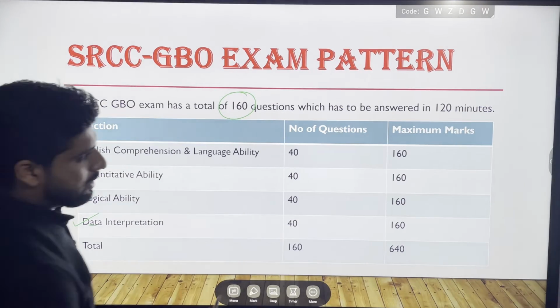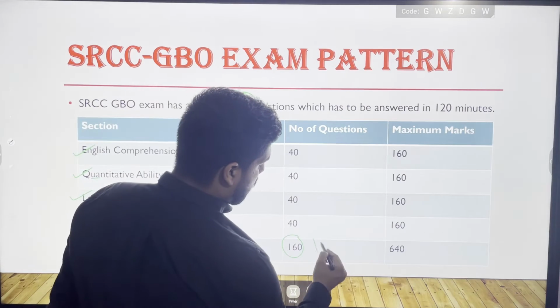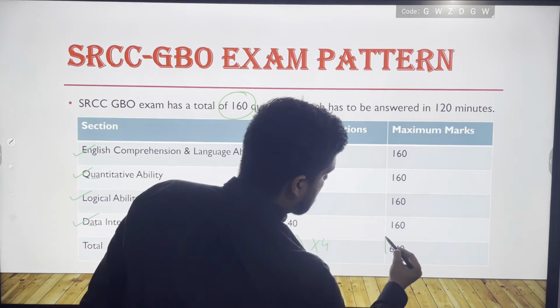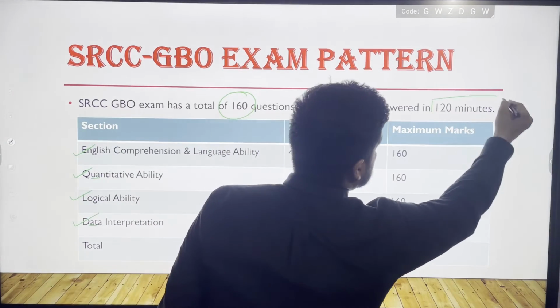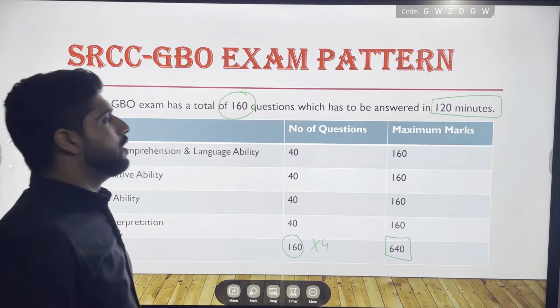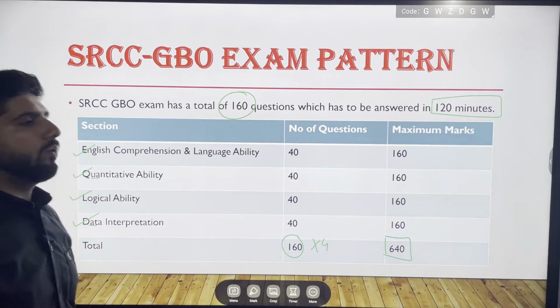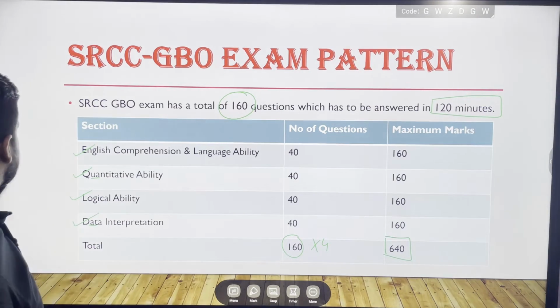So totally 160 questions into 4 marks each. So this exam consists of 640 marks and the time limit is 120 minutes. So in these 2 hours we need to answer 160 questions.